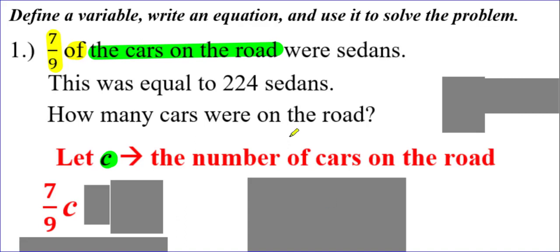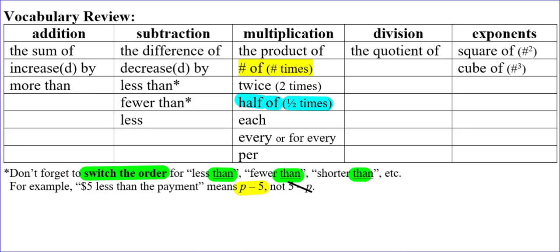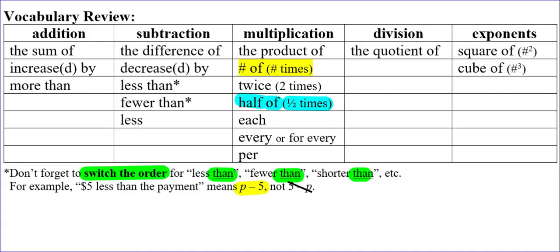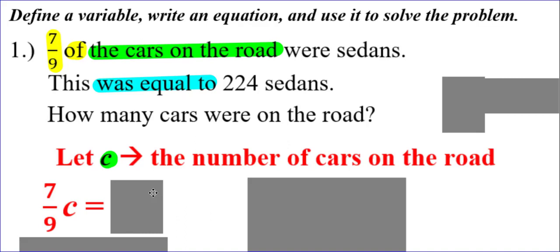All right, there is a second sentence. Let's keep reading. This, the word this, is referring back to the 7/9 of the cars on the road. This was equal to, well, I think we know right there that that phrase definitely means the equal sign. I told you earlier at the top of the page that the word was or is can often mean the equal sign. Well, it's pretty clear when it says was equal to, that's definitely your equal sign. And then what does it say after that? Well, it says 224 sedans.